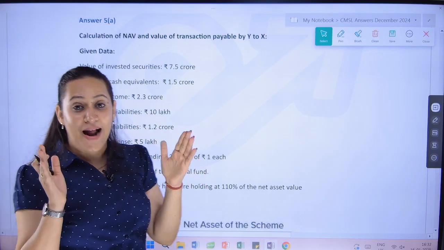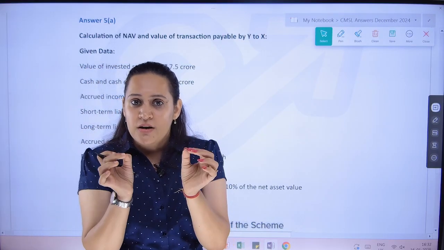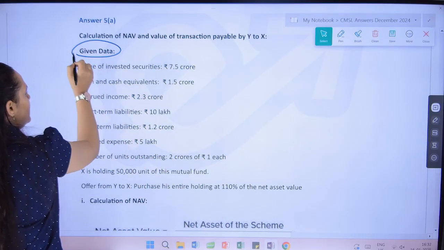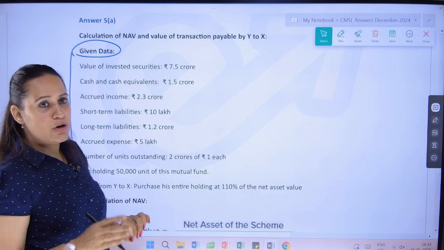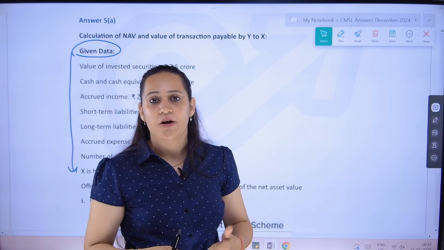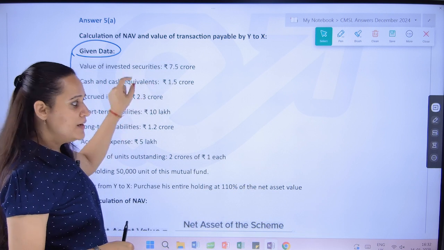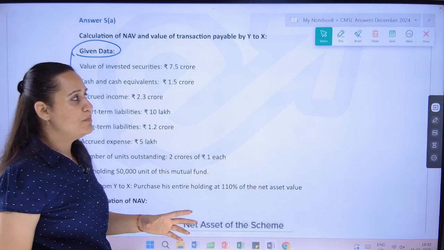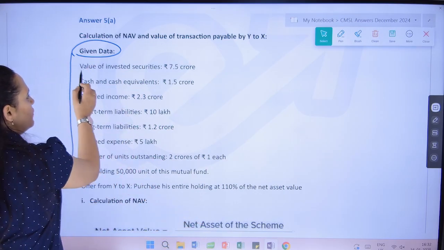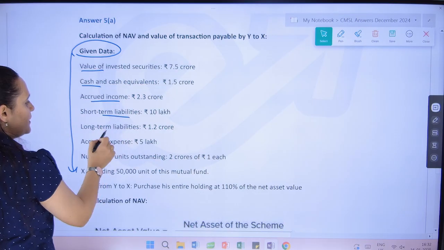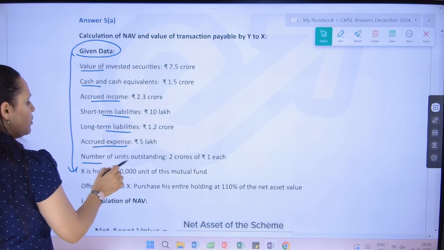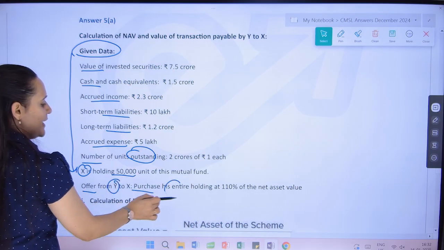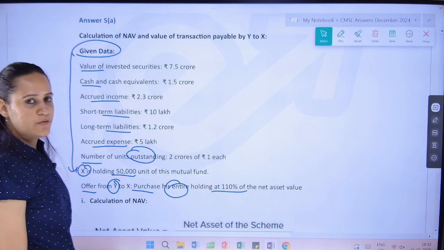Whenever you get a question on practical, number based practical questions, I always suggest that write the given data according to your requirement. Don't go again back to the question paper to read it, because if it is there in your answer paper, it is easily applicable. You can directly apply it in the formula. Again, you don't have to read at the question paper. So write the given data. We have value of investment, cash equivalent, accrued income, short-term liability, long-term liability, accrued expenses, number of outstanding units. X holding is 50,000 units. Offer from Y is to purchase the entire 50,000 units at 110% of the net asset value.